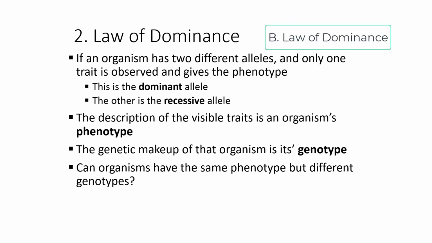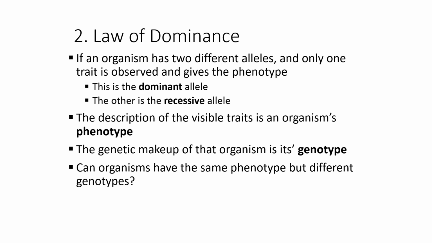Next, the law of dominance. If an organism does have two different alleles, but you only observe one trait, that is the phenotype. That means the dominant allele. The other allele is recessive. So, what's the difference here between phenotype and genotype?